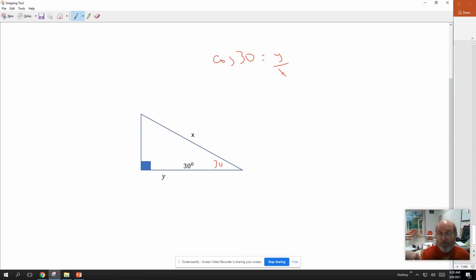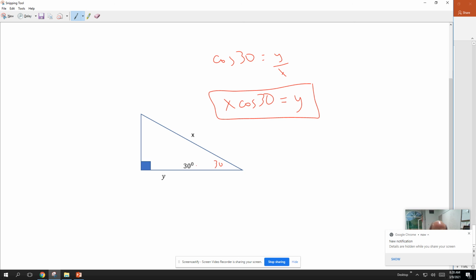So this time, to get the y by itself, all we have to do is multiply both sides by x. So x times cosine 30 is equal to y, where y is the function of x. We plug in x, we get y. And those are the kind of ratios that we can do when we're given fixed angles inside of a right triangle. We can write a trig equation, sine, cosine, tangent, given the relationship between the sides that we have. And then we solve that equation for y. And that's going to give us the length of one side in terms of the length of the other side when we have fixed angles inside the right triangle.